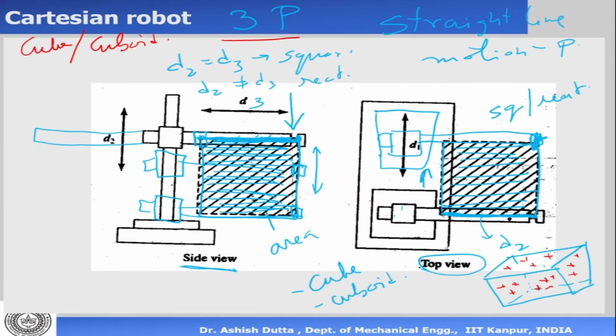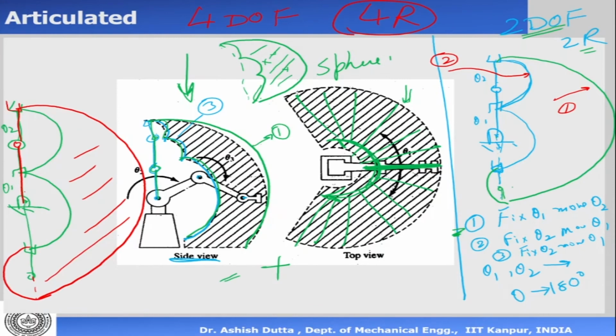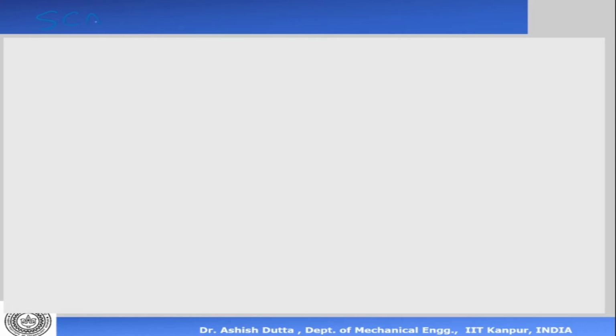Okay, so we have seen that depending on the kind of joints that we are using, the shape of the work volume is going to be different. So this is a Cartesian robot, this is a cylindrical robot, this is an articulated robot. We have different other kinds of robots. For example, we can talk about a SCARA robot. I will very quickly draw a SCARA robot and then we will discuss.